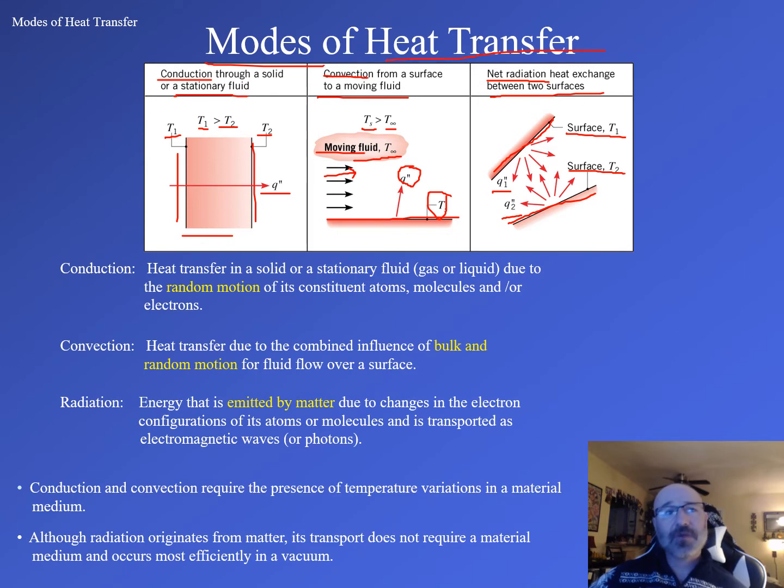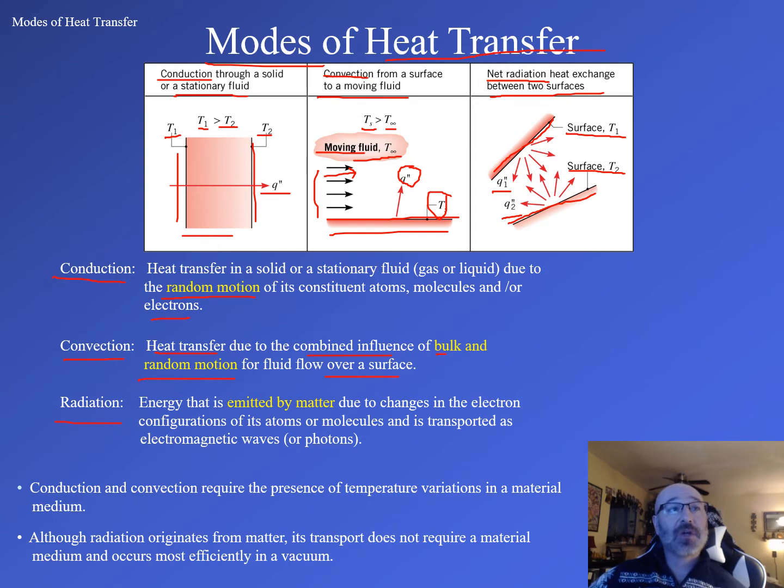What is the real difference between conduction, convection, and radiation? If we're talking about conduction, conduction is heat transfer in a solid or stationary fluid, gas or a liquid, due to the random motion of its atoms, molecules, or electrons. Whereas convection is heat transfer due to the combined influence of bulk and random motion for fluid flow over a surface. So we saw that there. There's our fluid flow up top. There's our surface.